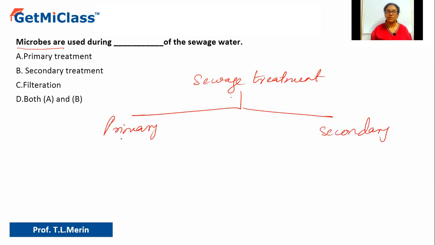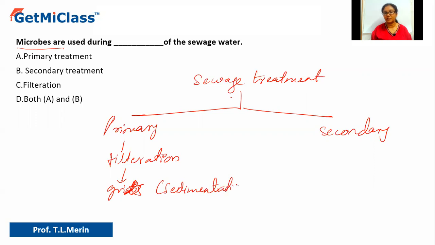Now in the primary treatment, the first step is filtration. So all the suspended particles will be removed by filtration. And next, after filtration, that water is allowed to stand so that the grit will get sedimented. Grit consists of tiny pebbles, sand, etc. So this is sedimentation.